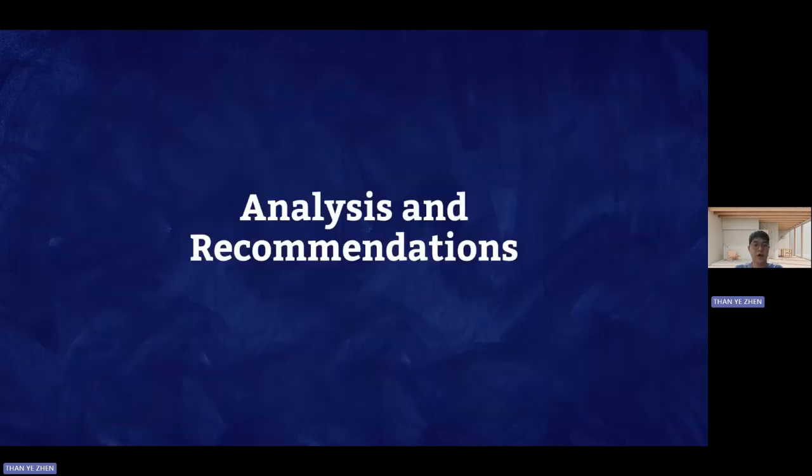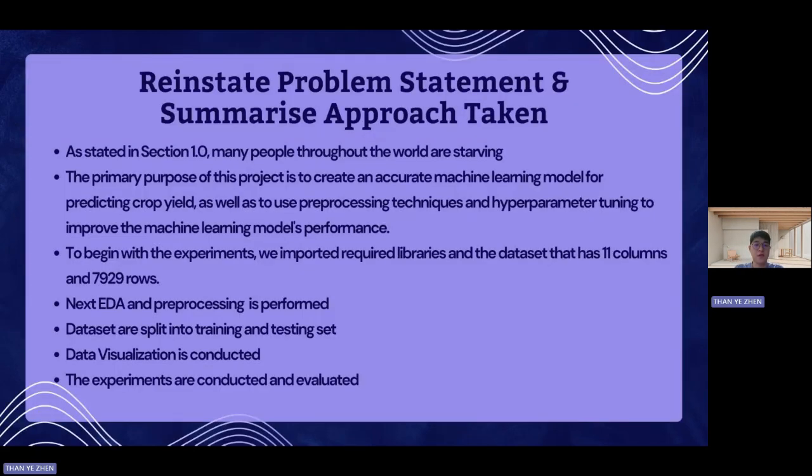Now we'll talk about analysis and recommendation. First, we will reinstate the problem statement and summarize the approach that we took. As stated in section 1.0, many people throughout the world are starving. The primary purpose of this project is to create an accurate machine learning model for predicting crop yield, as well as using pre-processing techniques and hyperparameter tuning to improve the machine learning models.